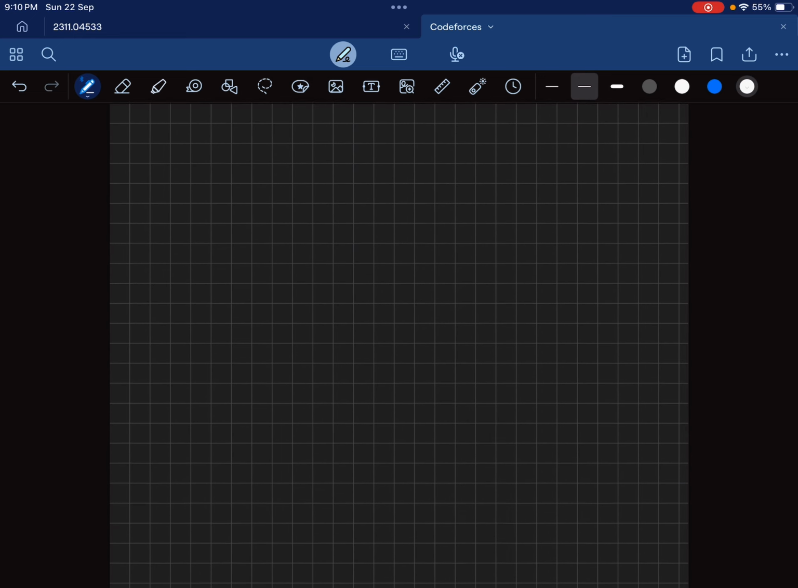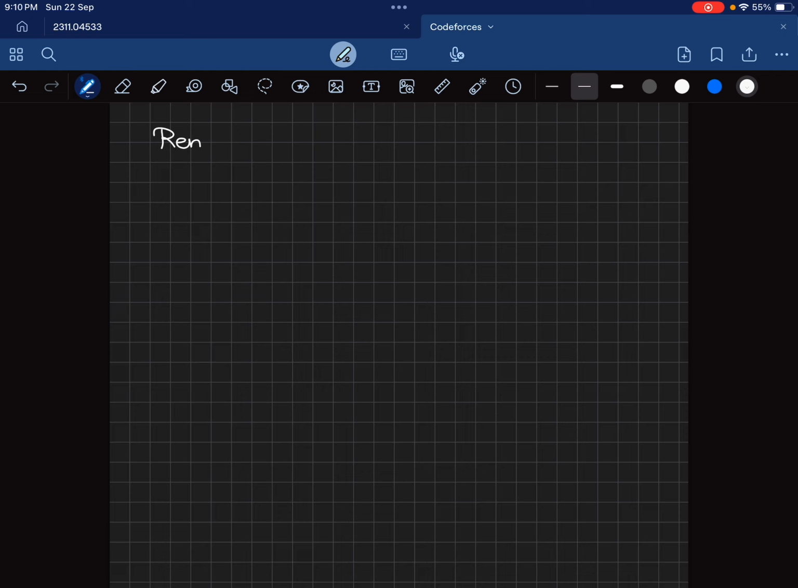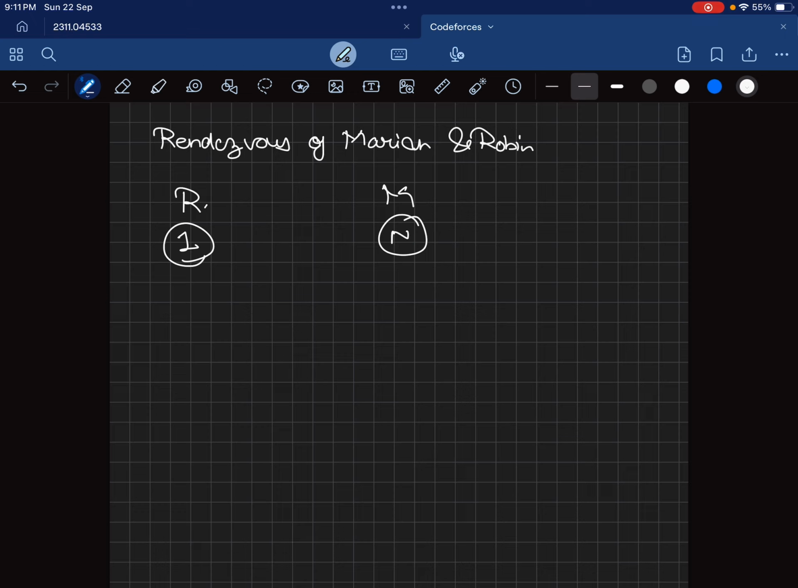And moving on to question number 5, the problem E, which is called Rendezvous of Marianne and Robin. In this question we have two people, Robin and Marianne. They are at vertices 1 and n respectively. So we are given an undirected weighted graph.